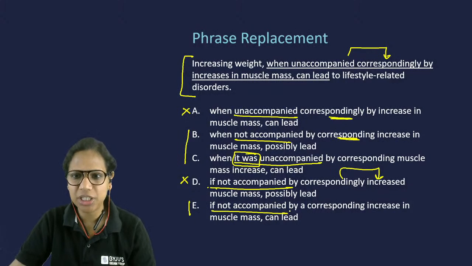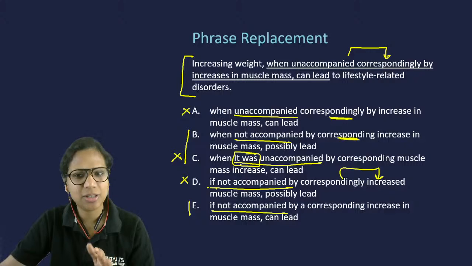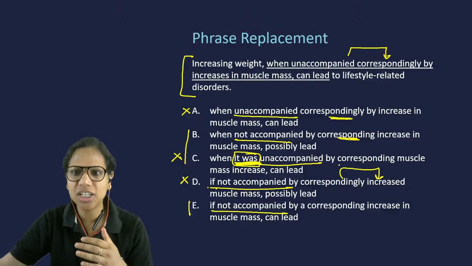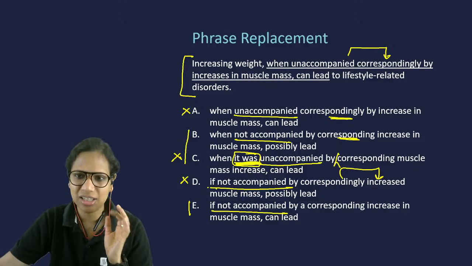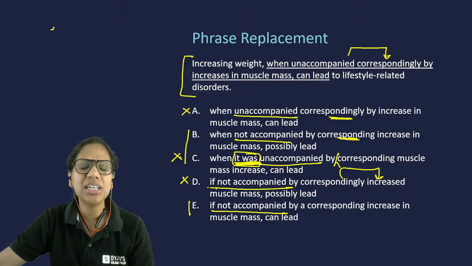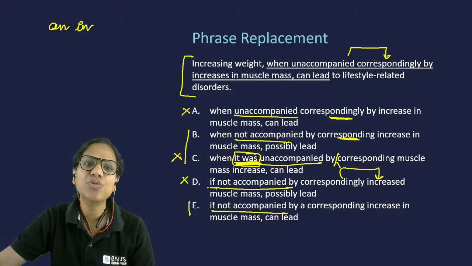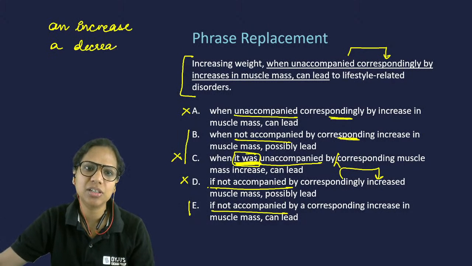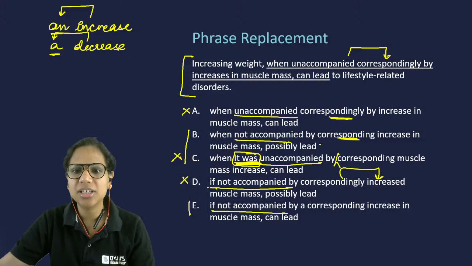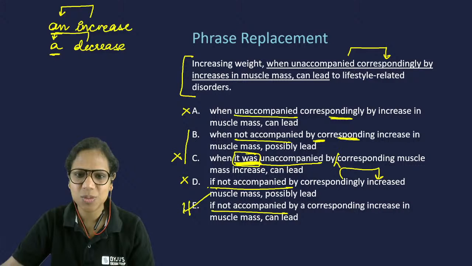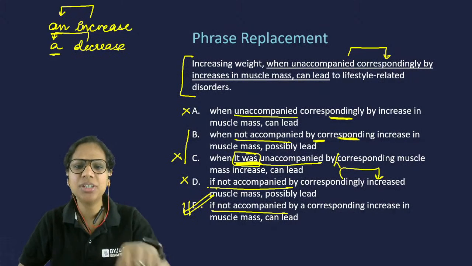If not accompanied, this is rejected because it was, when it was unaccompanied by corresponding, and here the article is also missing, right? So we say this is an increase from the previous year or this is a decrease from the previous year. Decrease, increase, they need to be preceded by an article. Okay, so the article is missing here, the article is present here. I'll choose E over B.